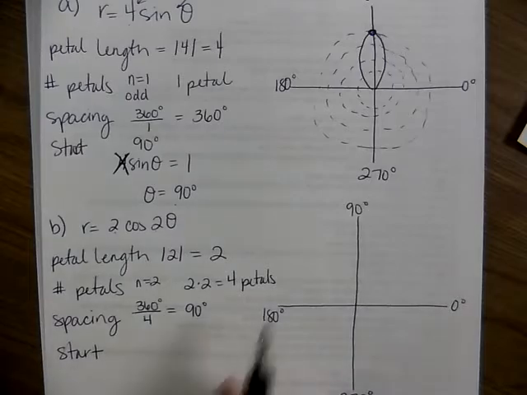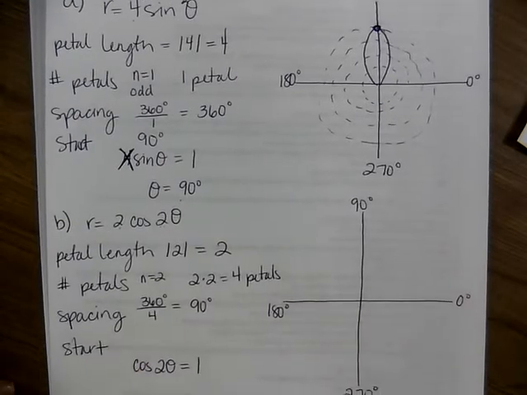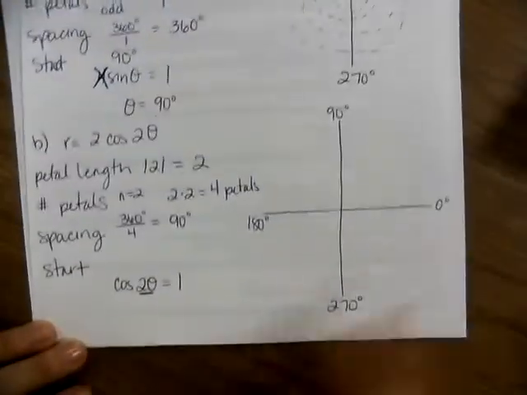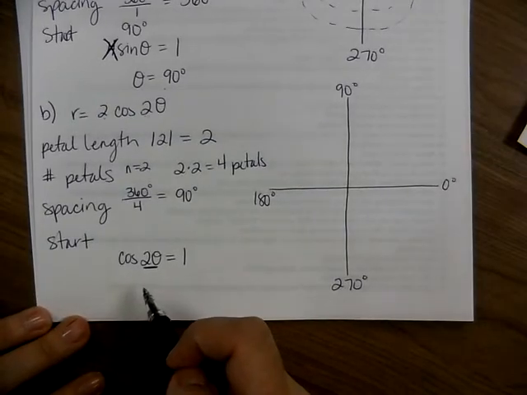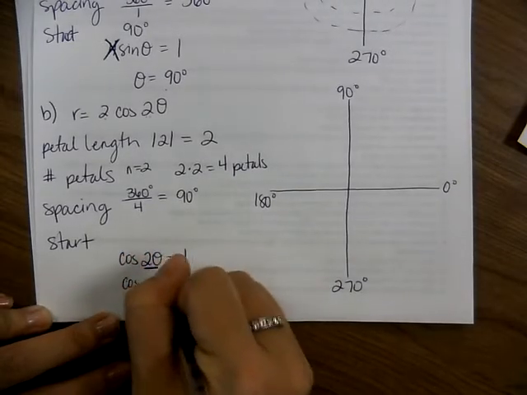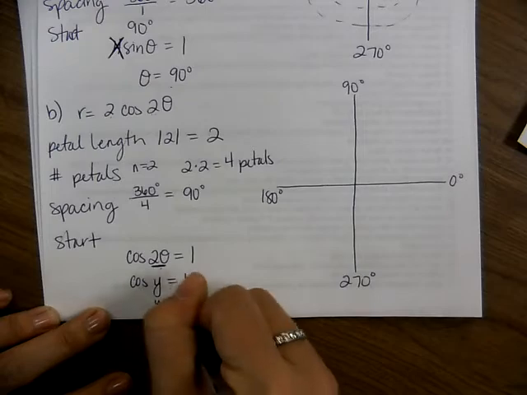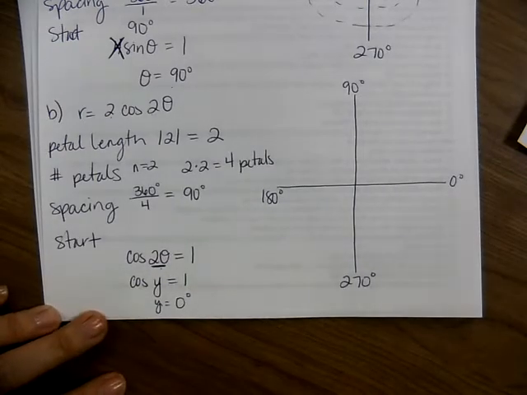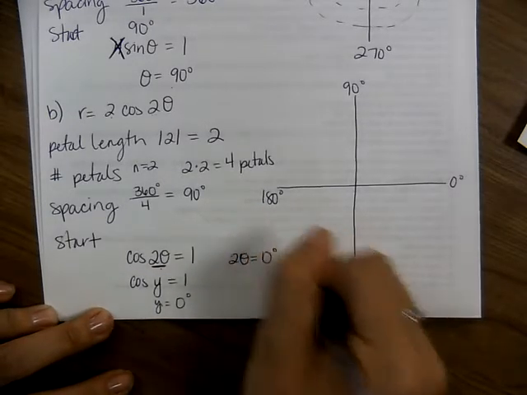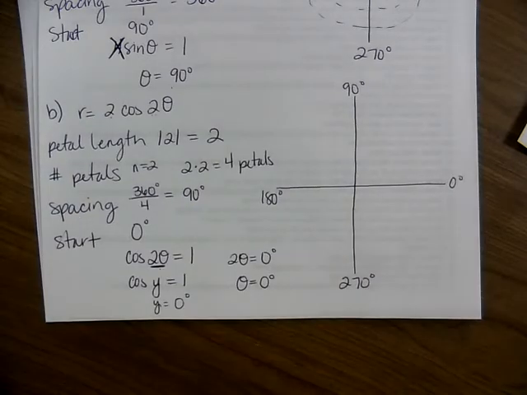For the start, you've got to look at the rules. So n is even, so therefore we're going to take cosine of 2 theta and set it equal to positive 1. Okay, now look here. We have a 2 theta, so it's no longer just theta. So remember, in chapter 4 or 5, when we had to replace this with y. So we're going to have cosine of y equals 1. All right, then you have to solve. So where is cosine 1? Well, that would be at 0 degrees. And then remember, once you found y, you set it back equal to 2 theta. So 2 theta equals 0 degrees, divide by 2, and theta is still 0 degrees. So our start is at 0 degrees.